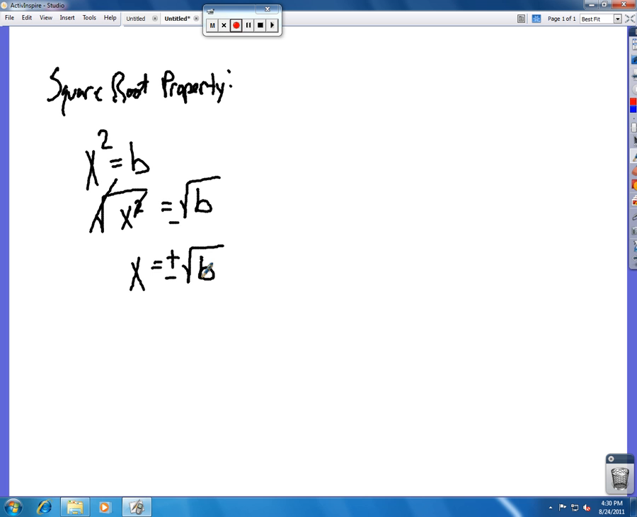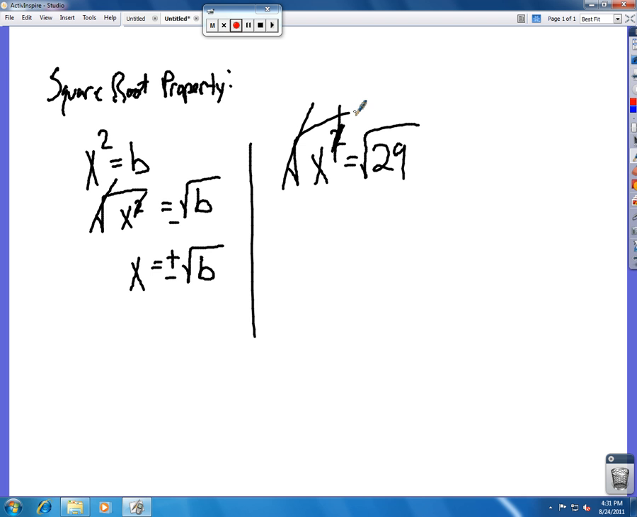Another example. X squared equals 29. Again, what you're going to do is take the square root of both sides. The square root, the radical, and the exponent of 2 are going to cancel out, leaving you with x. And then you'll have the plus or the minus square root 29. So that's your final answer there.